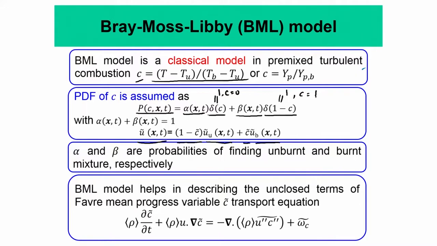In this manner, you can derive the equation of C, and then, just like for a reactive scalar, one can immediately derive a transport equation for the Favre average C, C tilde, which is given by the average density times dC tilde/dt plus rho times u. This will be u tilde actually. This is u tilde times the gradient of C, minus this; once again the scalar transport term comes.